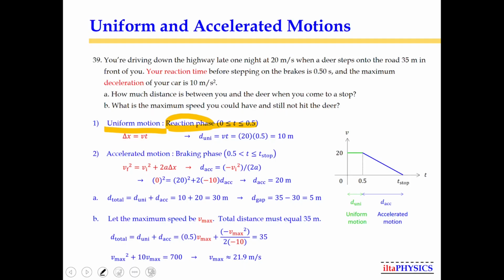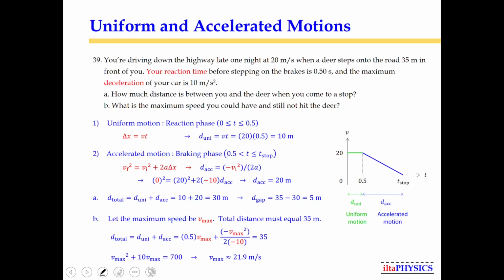Displacement for uniform motion is velocity times time. So the displacement is 20 meters per second times 0.5 seconds, which equals 10 meters. Next is the braking phase, which is accelerated motion. This happens from 0.5 seconds until the car stops.